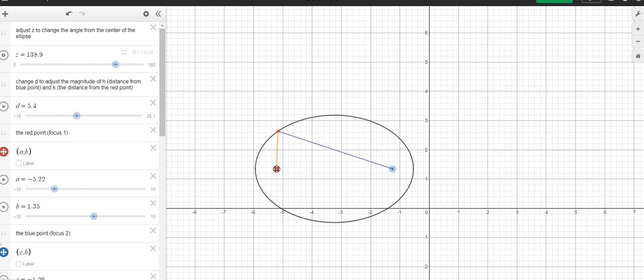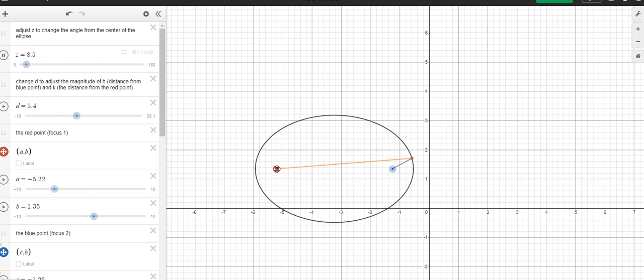Now that piece of string or yarn is not changing. It's still the same length. And that is the point of what I'm trying to get at. We will talk about that definition. These 2 distances here, the orange one and the purple one, every time I stop and pick a point, the orange and the purple are different lengths, but when you add them together, you get the same number every single time.